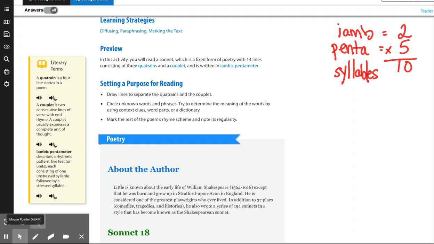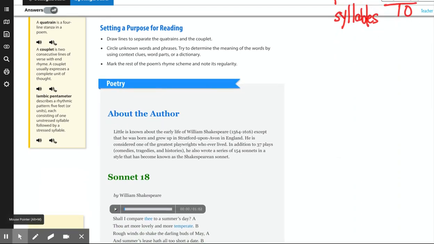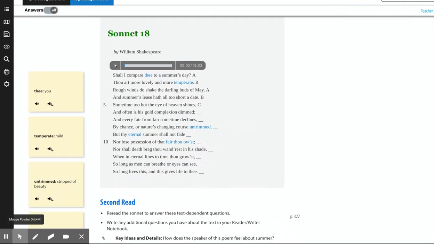Let's take a look at a sonnet, one that's not from Romeo and Juliet. So when I look at the setting a purpose for reading, the first bullet there tells us to draw lines to separate the quatrains and the couplet. So to begin with, I'm going to draw a line after the first 4 lines, and then after the second 4 lines, and then after the third 4 lines. So let me go down here to the sonnet, turn on my marking pen, and I'm going to put a line after line 4. Oh, that's line 3. Let's erase that. Sorry. After line 4.